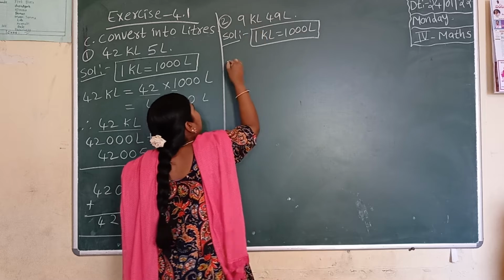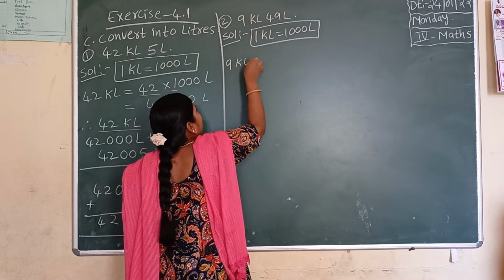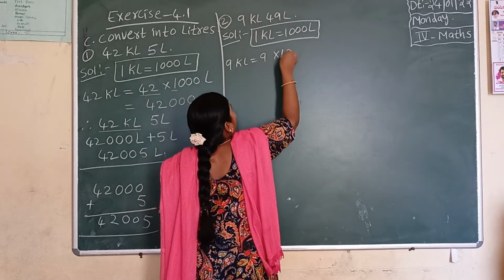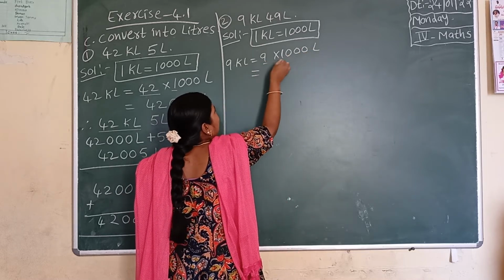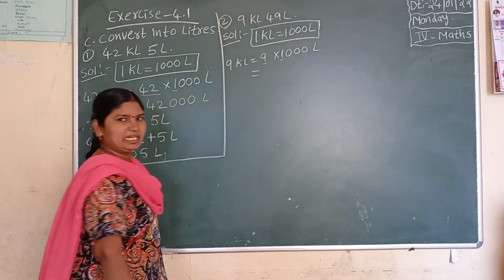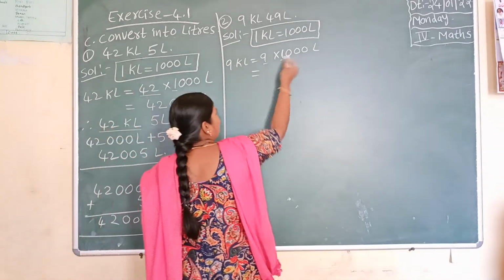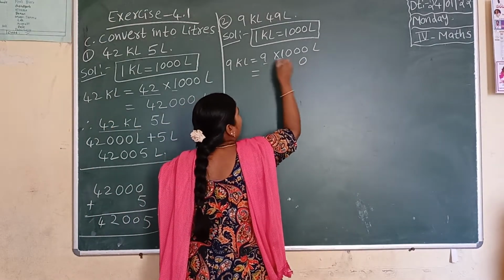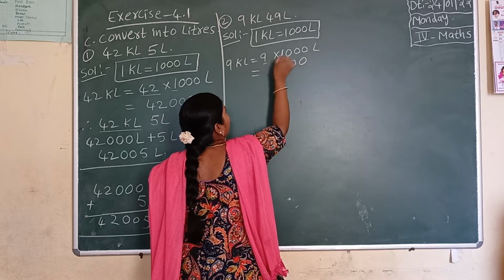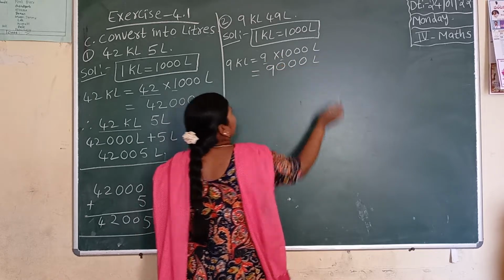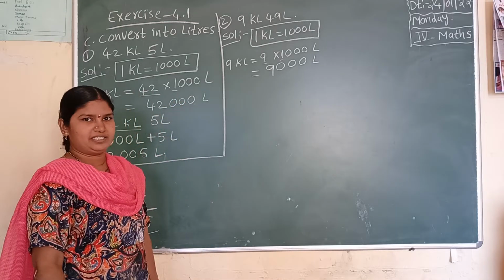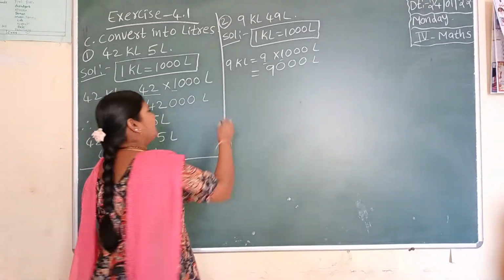Now first convert 9 kiloliters into liters. Means multiply 9 with 1000. 9 into 1. These two numbers I am multiplying. Otherwise multiply with the ones place 2. 9 into 0, 0. 9 into 0, 0. 9 into 0, 0. 9 ones are 9. 9,000 liters. Okay.